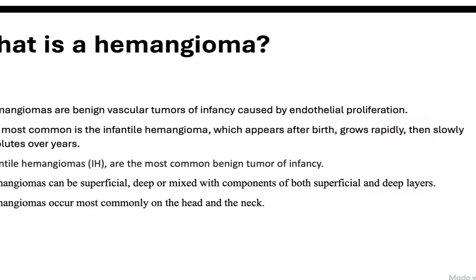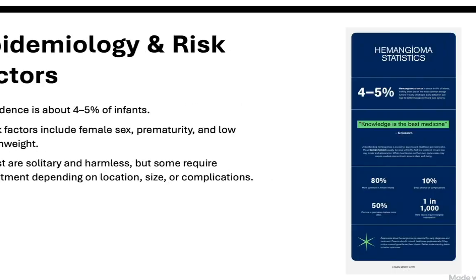Hemangiomas are benign vascular tumors of infancy caused by endothelial proliferation. The most common form is the infantile hemangioma, which appears after birth, grows rapidly, and then slowly regresses. Infantile hemangiomas are the most common benign tumors of infancy. That's why I made this video. They can be superficial, deep, or mixed with components of both superficial and deep layers. They occur mostly on the head and the neck.